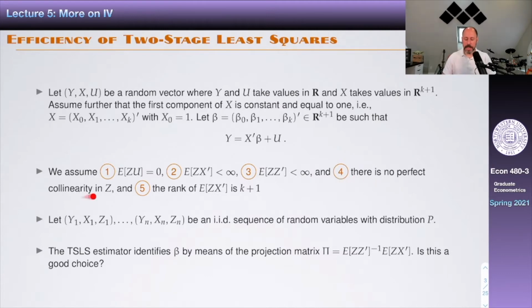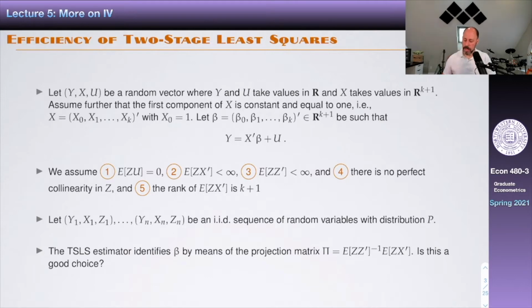There's no perfect collinearity in Z, which eventually gives us that this variance matrix over here is invertible. And then the rank of the expected value of ZX prime is k plus 1, which we learned last class gives us that the projection of X on Z, the projection matrix, is full rank as well. So today we're going to assume we have a random sample of size n from the distribution of (x, y, z). And then the two-stage least squares estimator identifies beta, as we saw, by means of the projection matrix pi.